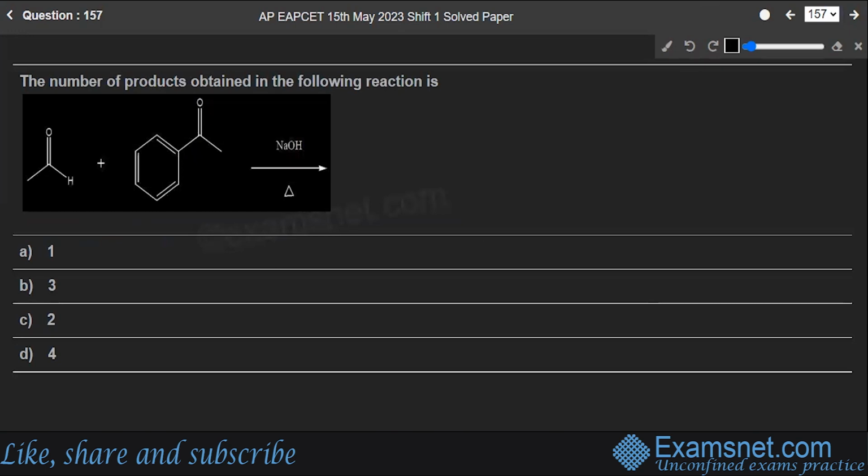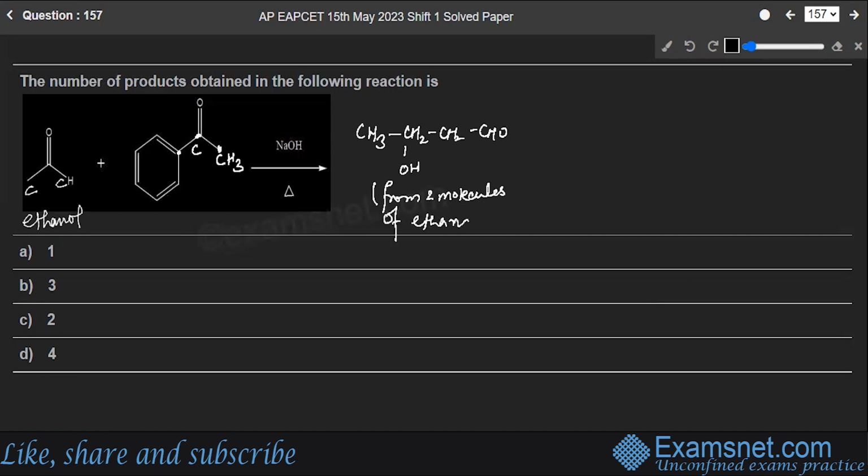The number of products obtained in the following reaction is. Let's complete it. So here you have C and this is CHO. This is ethanol. And here you have this. Here you have C. This is C. You definitely have a C over here and a C over here. So here C to complete this will be CH3. Now this is heated in the presence of dilute sodium hydroxide. This will give you first of all CH3, CH2, CH2, CHO, hydroxyl ion over here from two molecules of ethanol.